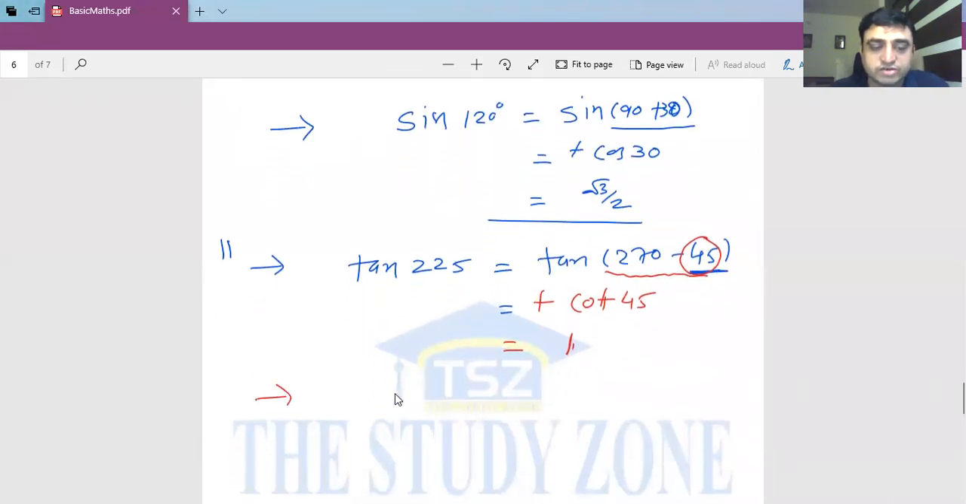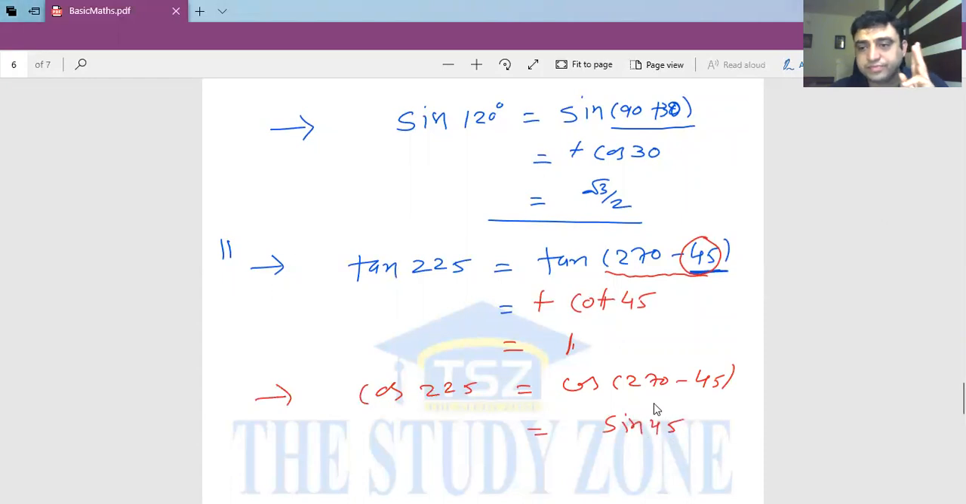But suppose I wish to find cos 225. I can write cos 225 as cos 270 minus 45. So cos will be sine. Which quadrant? Third quadrant. In third quadrant, only tan and cot are positive. It means cos is negative. So this will be minus, and sine 45 is 1 by root 2. So the answer will be minus 1 by root 2. Is it okay? So this is how you will use it.